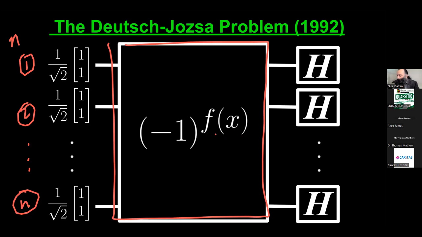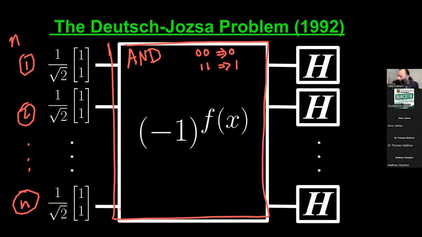This gate is applying f of x to all of these qubits at the same time. On a classical computer, you can have something like the AND gate, where if you have 0 and 0, this gives me a 0. Or if I have 1 and 1, this gives me a 1. So we have 2 inputs and 1 output. Here we have n inputs and 1 out. We have n inputs and I don't know how many outputs. Here we have n outputs as well.